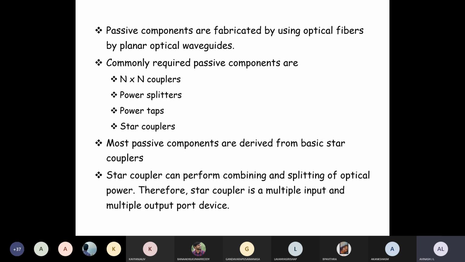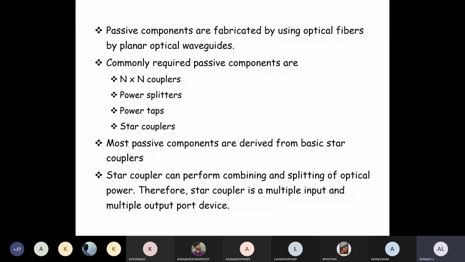Star couplers. Star means many inputs, many outputs. This star coupler, a many input and many output passive component, is the fundamental one, the mother of all the passive components. Why? Because most of the passive components are derived from the basic star couplers.